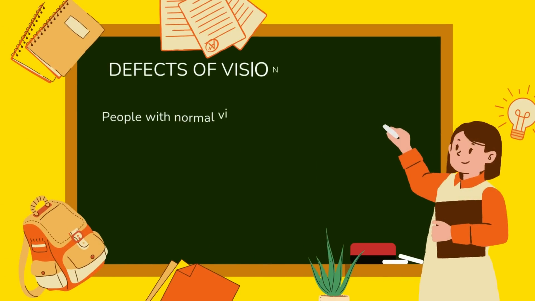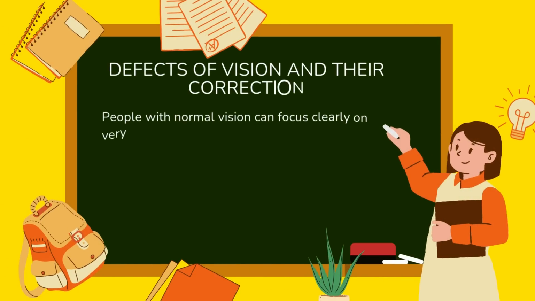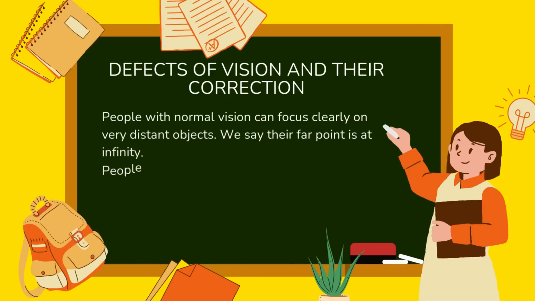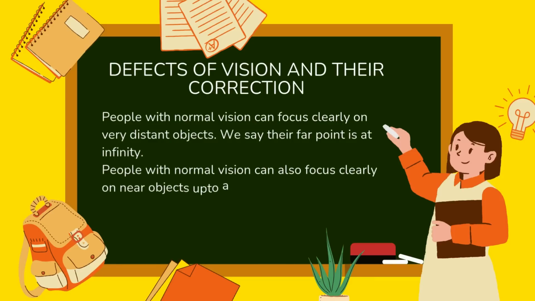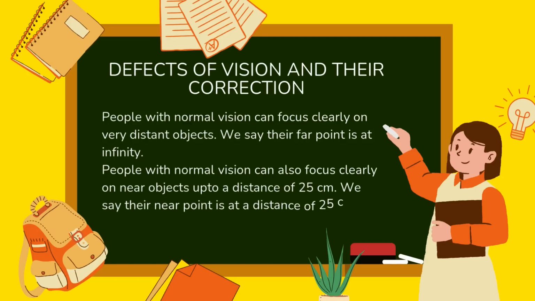Defects of vision and their correction. People with normal vision can focus clearly on very distant objects. We say their far point is at infinity. People with normal vision can also focus clearly on near objects up to a distance of 25 centimeters. We say their near point is at a distance of 25 centimeters from the eye.